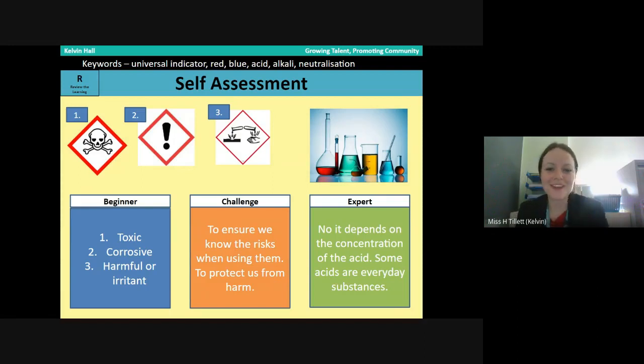Now, my expert question asked you, are all acids dangerous? Now, the answer is no. Not sure if you got that. Maybe you put yes. If you put no, well done. Not all acids are dangerous, and that's what we're going to go into in today's lesson about why some acids aren't as harmful as others, and when we might see them in our everyday life.